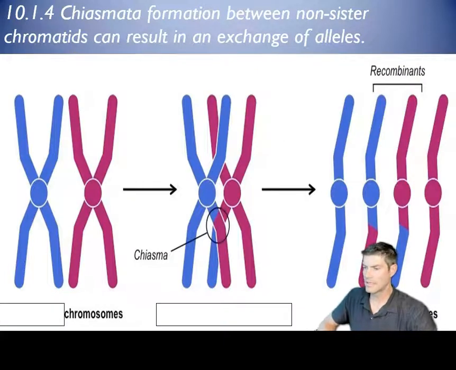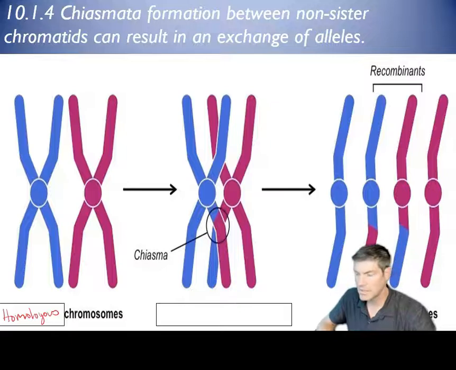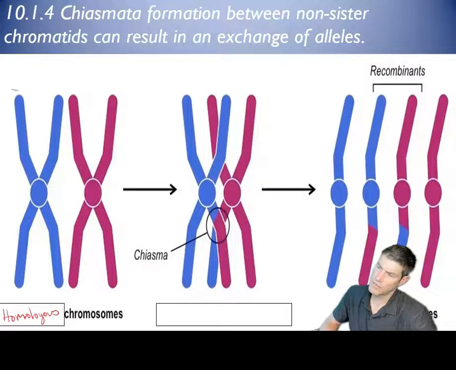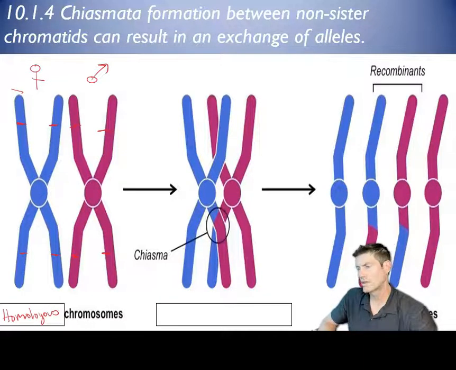So more about these chiasma. Remember, these are homologous chromosomes. They're the same shape and size, and they have the same kinds of genes. Like you have the eye color gene over here on this one, and you're going to have the eye color gene over there on that one. You can also look at it this way: this one was from the mom, and this one is from the dad.